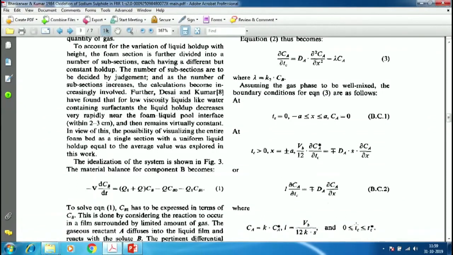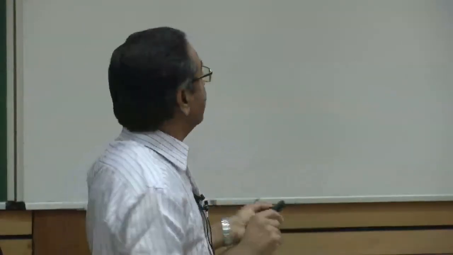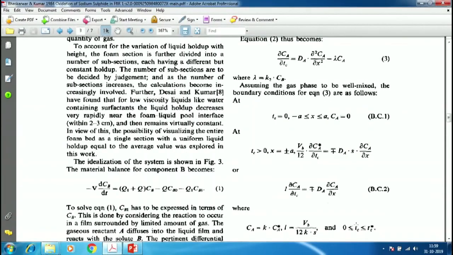Now, recall my explanation that when you connect the center of the bubble to all the vertices, you break up the air bubble into 12 pyramids. They will all be of equal volume. If the bubble volume is Vb, volume of the pyramid is going to be Vb by 12. So, that Vb by 12 is the volume of the pyramid adjacent to one liquid phase. And what we have here is dou Ca star by dou Tc. This corresponds to actually the concentration within the bubble of oxygen.